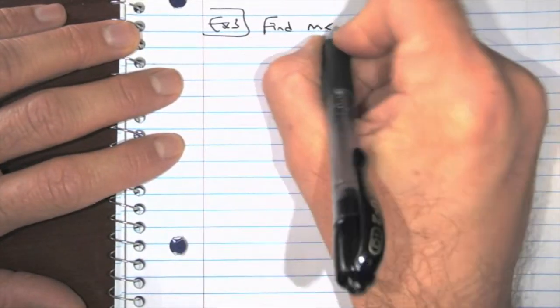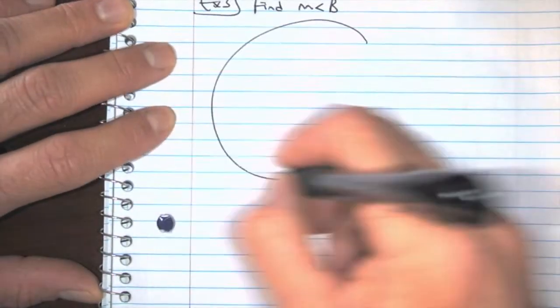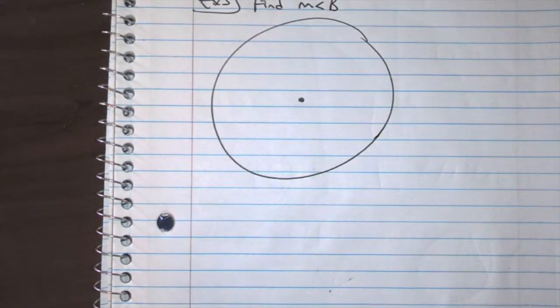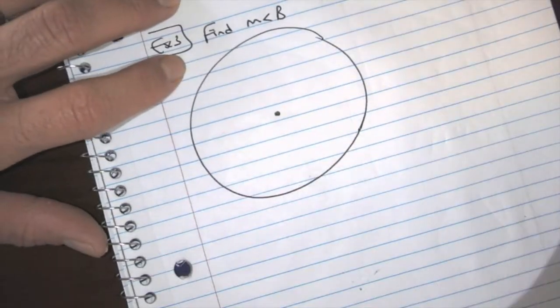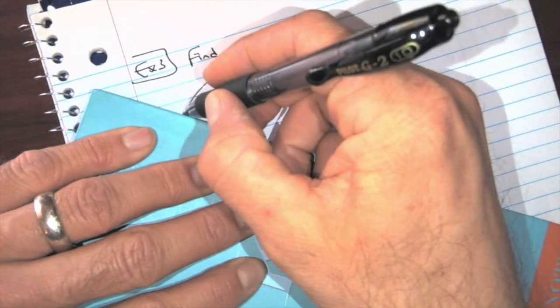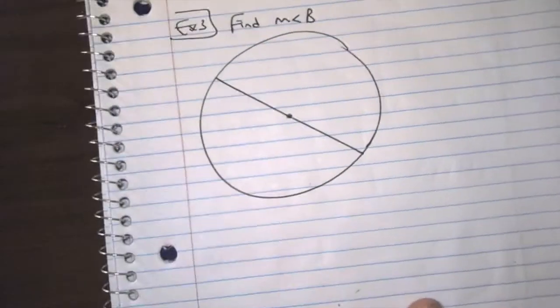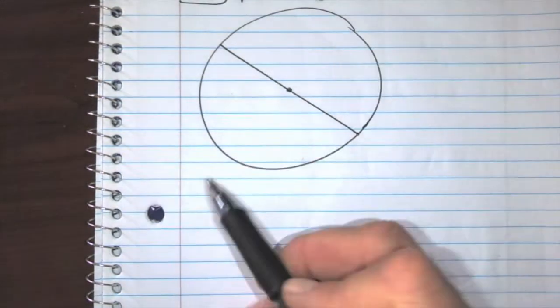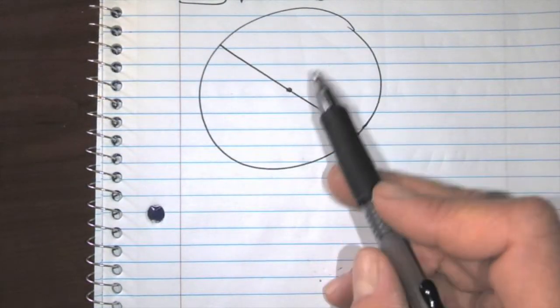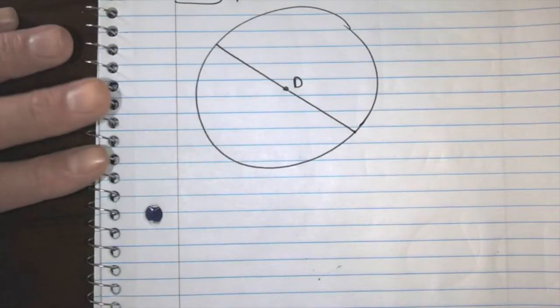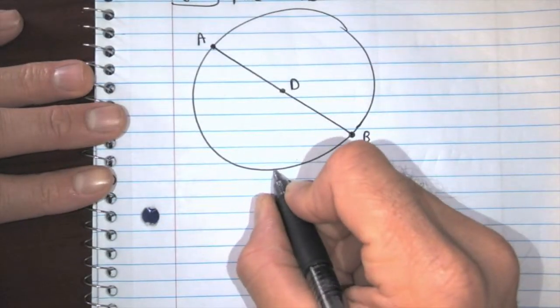Example 3. I think I'm on example 3. Yep, example 3. I'd like you to find the measure of angle B. Circle, center. Draw a diameter. Okay, let's get this straight edge out again. Draw yourself a diameter. We have 2 half circles here. We got a semicircle, semicircle. You know that's 180. You know that's 180. It's going to be point D. Let's put B right here. Let's put A right there. And plop C right here.